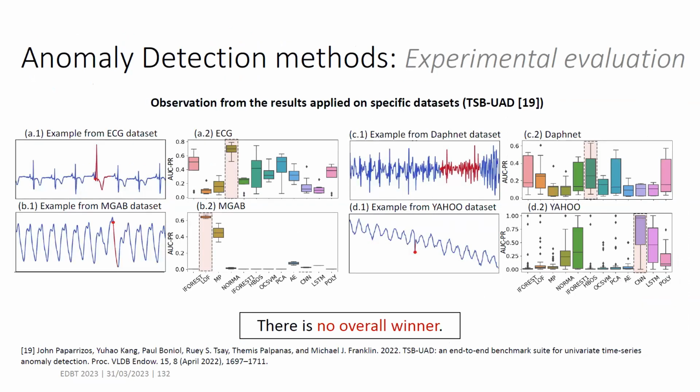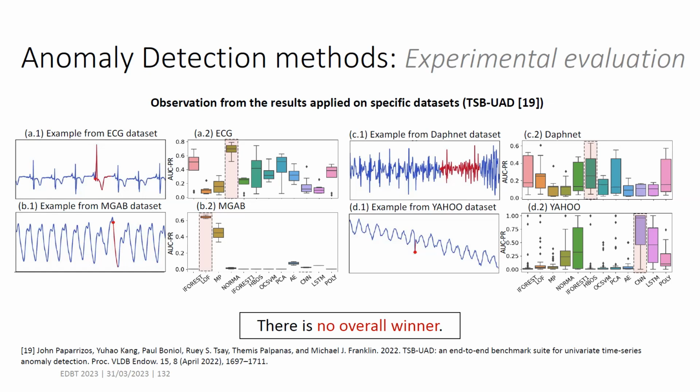But in general, these are 4 examples: the ECG, MGAB, Yahoo dataset, and Daphnet. And these are the performances. So box plots, because there are multiple time series in these datasets, of PR here.